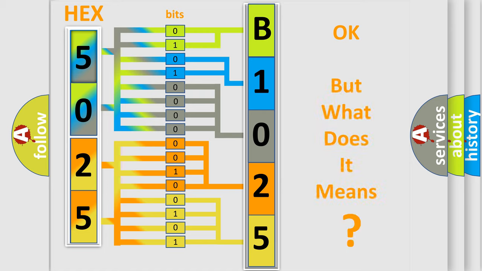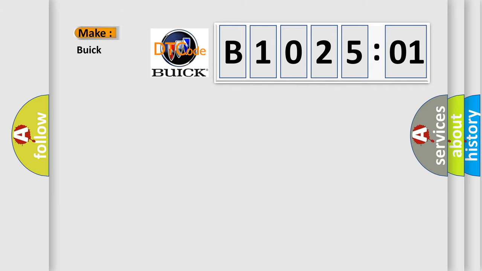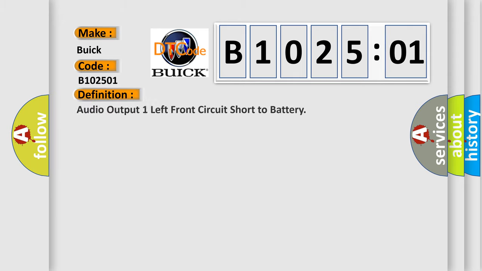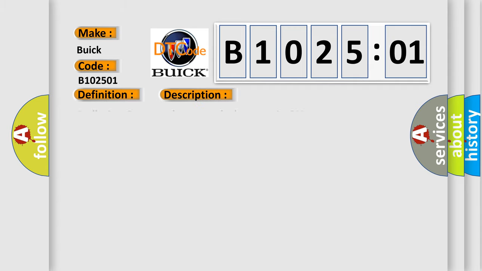The number itself does not make sense to us if we cannot assign information to what it actually expresses. So, what does the Diagnostic Trouble Code B1025-01 interpret specifically for Buick car manufacturers? The basic definition is audio output 1 left front circuit short to battery. And now this is a short description of this DTC code. Radio on. Battery voltage must be between 9 to 16V.